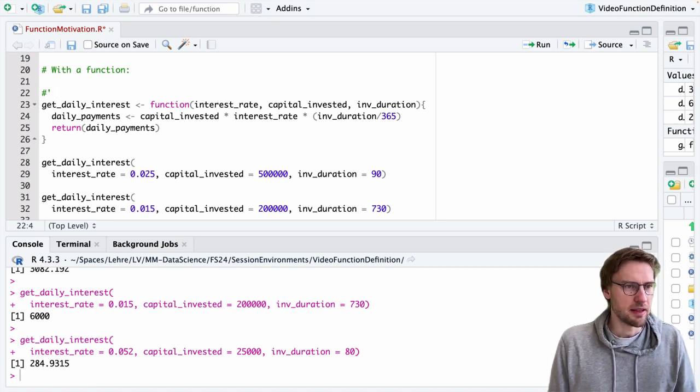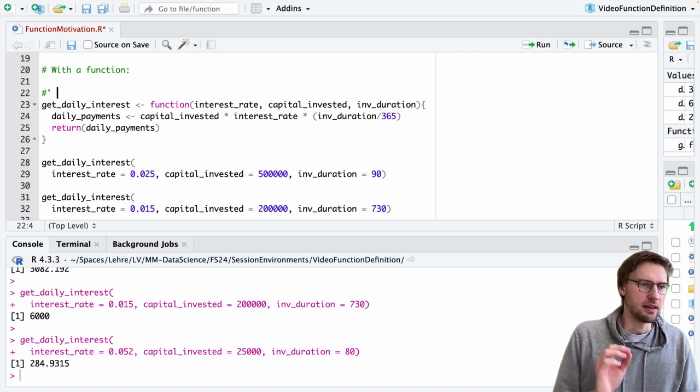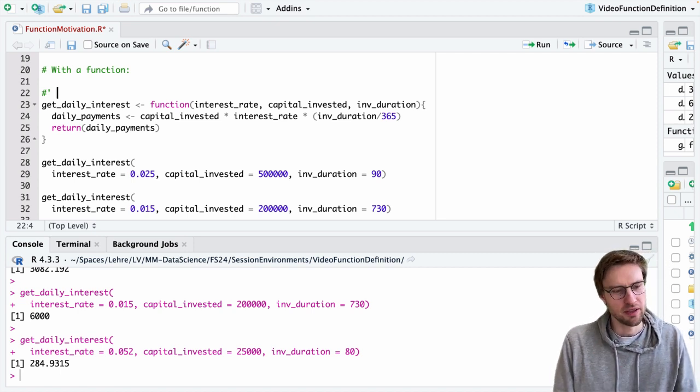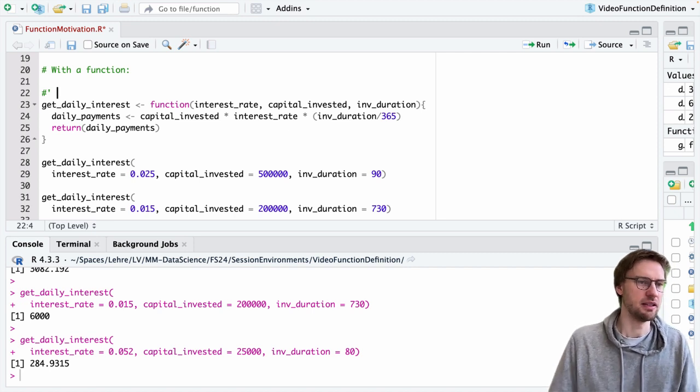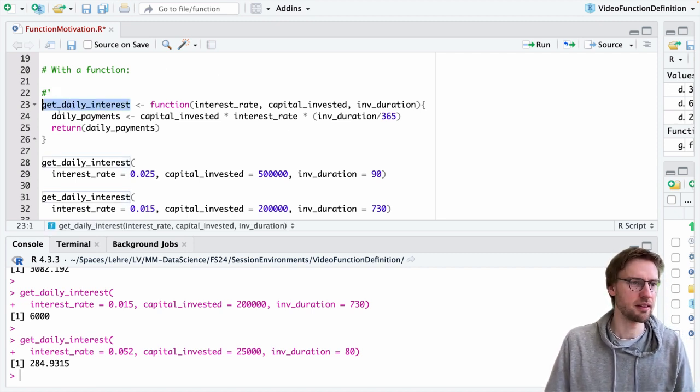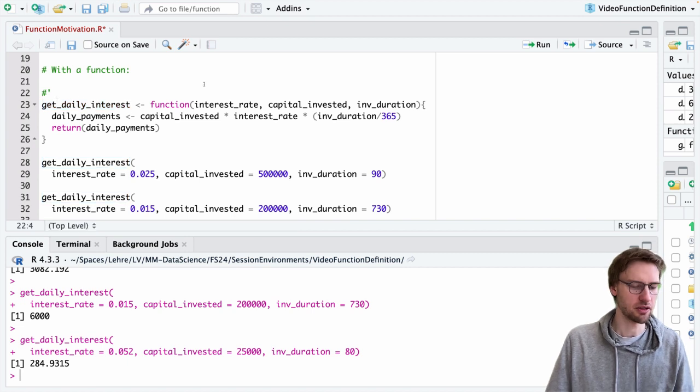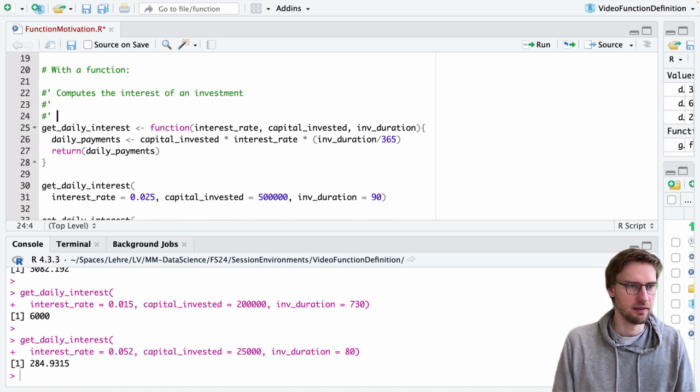Here we just add the most basic things. It's very useful for you later using this function if the function has a name that's written in English and that corresponds somehow to the name of the function in R. So we could say, okay, here compute the daily interest of an investment. Then it's a good idea to explain what the arguments of the functions are.